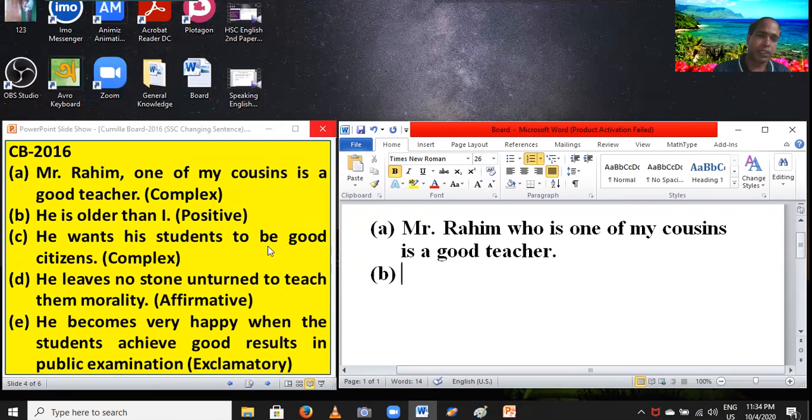Next step. Question B: He is older than I. Positive. Dear students, question: is this sentence comparative or superlative? My students, notice carefully. Older plus than. Older is adjective 2, plus than. If you find this formula, adjective 2 plus than, while changing into positive, you have to use so or as plus adjective 1 plus as, this formula. You have to use this formula.